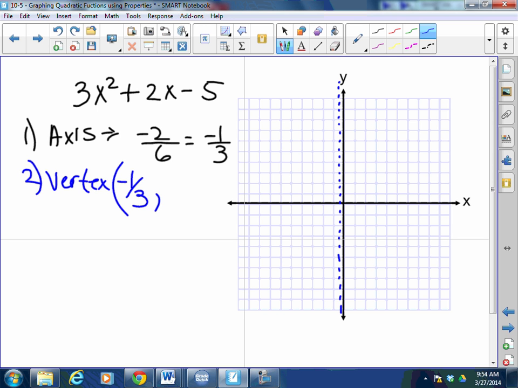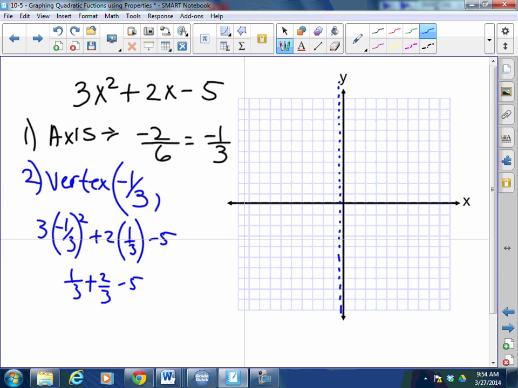Vertex. Okay, negative 1/3. I got to plug negative 1/3 into here. I'm not going to do this in my head. 3 times negative 1/3 squared plus 2 times negative 1/3 minus 5. Negative 1/3 squared is 1/9. 3 times 1/9 is 1/3, plus 2/3 minus 5. 1/3 plus 2/3 is 3/3. That's 1. 1 minus 5 is negative 4. So right on the axis of symmetry, negative 1/3, comma, negative 4.